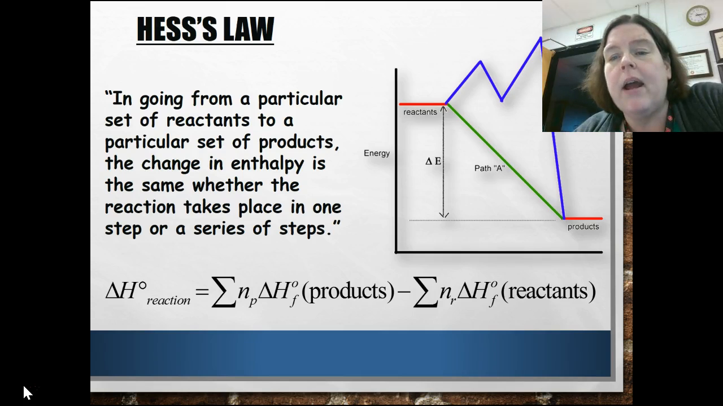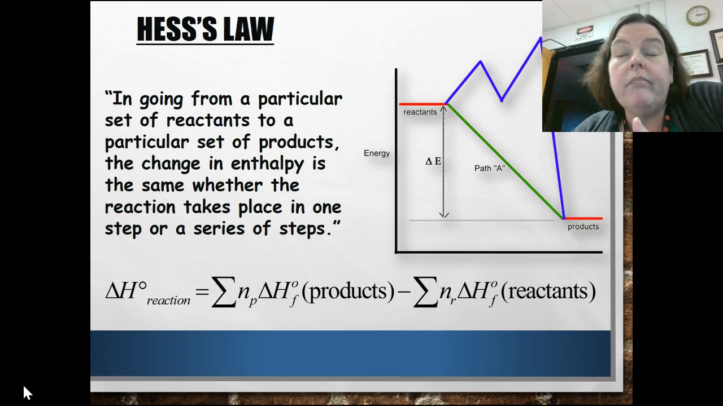So you can see that the green path is a single step that goes from reactants to products. But path B takes multiple steps. There are actually like 3 different steps there. We go from reactants up to an intermediate, down to another intermediate, up to a third, and then down to the products. It doesn't matter because eventually the amount of energy is the same regardless, because we only have a certain amount of energy between those two things. And whether or not the pathway takes us up and down, by the time we subtract everything down, we're going to get the same answer.